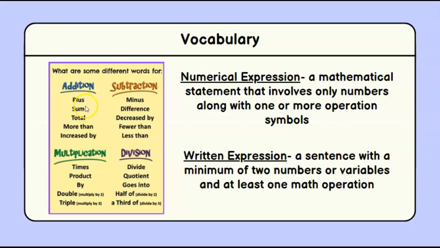So when I hear the words plus, sum, total, more than, increase by, I know that I'm talking about addition. When I hear minus, difference, decreased by, fewer than, less than, I know I'm talking about subtraction. Times, product, by, or when we say we double or triple something, we are talking about multiplication. And when we divide, we talk about the quotient, goes into, half of, a third of, we're talking about division. Knowing these important words is going to tell us what operation we need to be putting into our numerical expression.